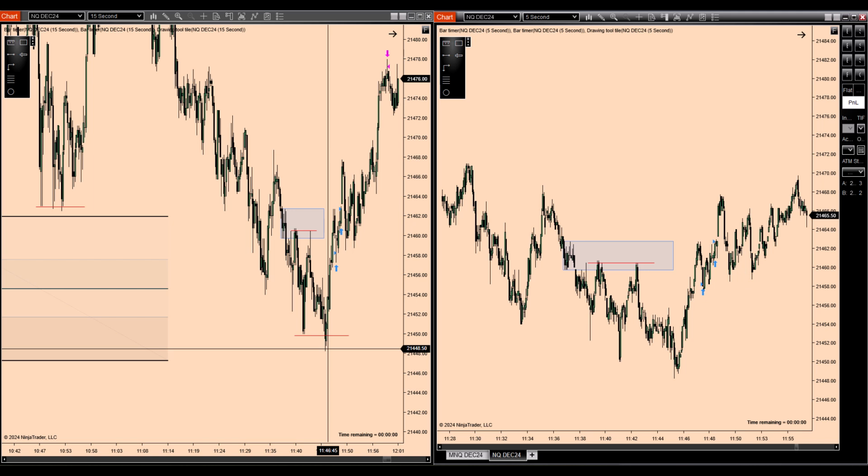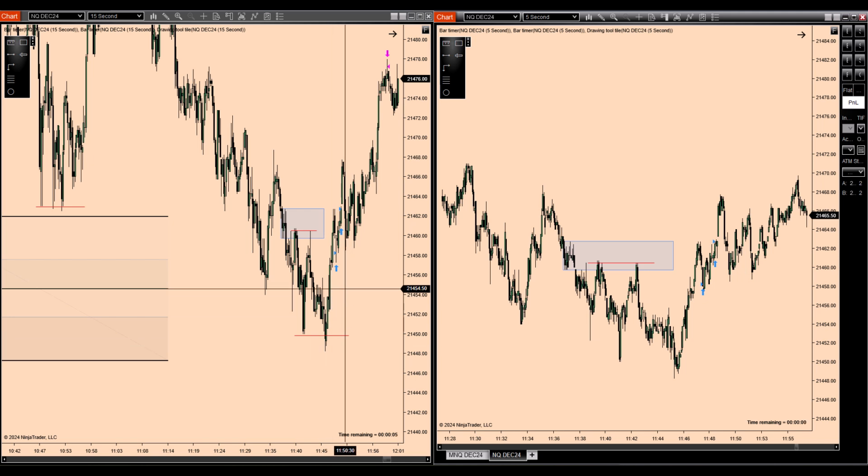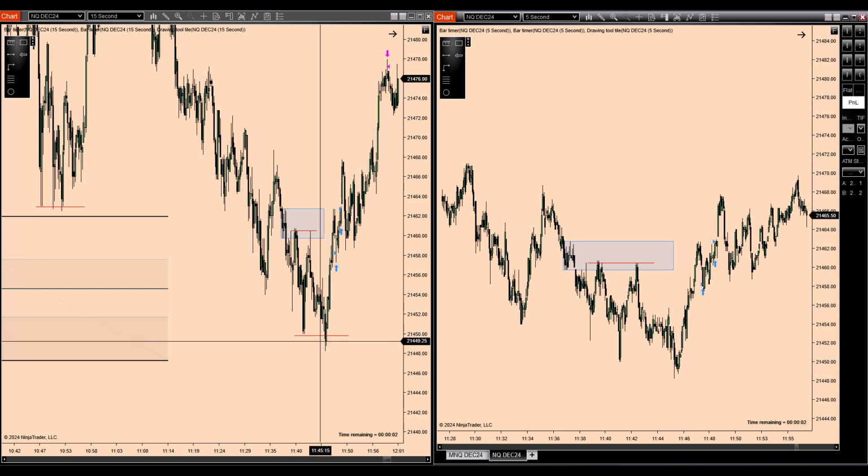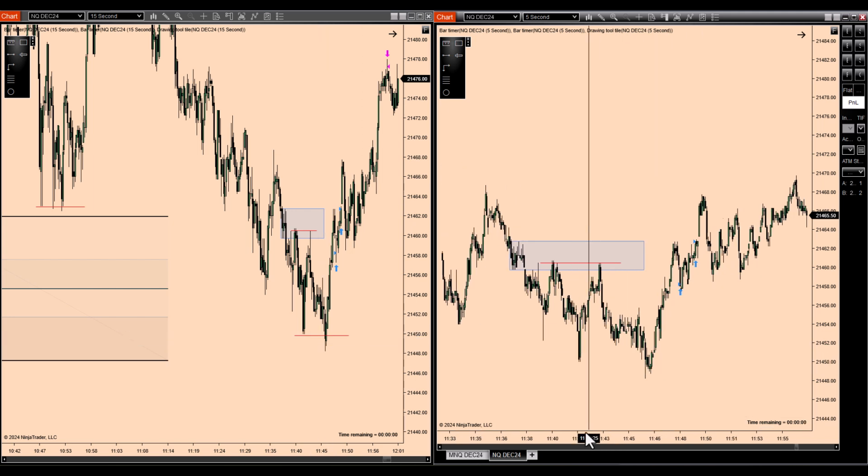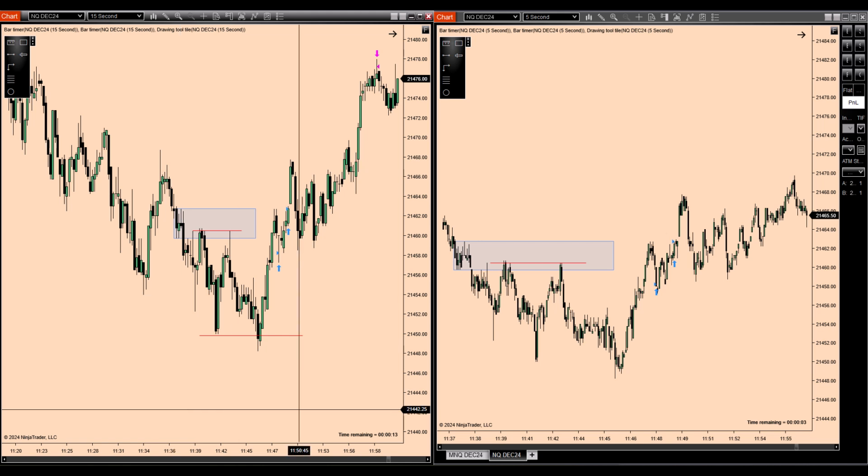Very, very important. You don't want to be the sweep itself. You don't want your stop loss to be the sweep. All right, so in the sweep here, now we're going to study what happened here.